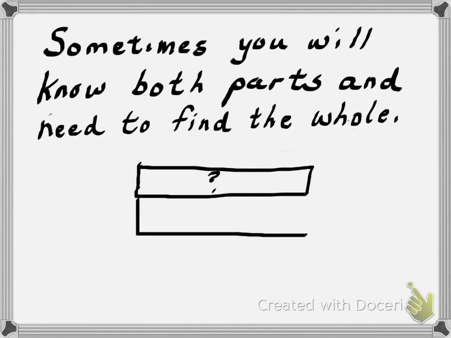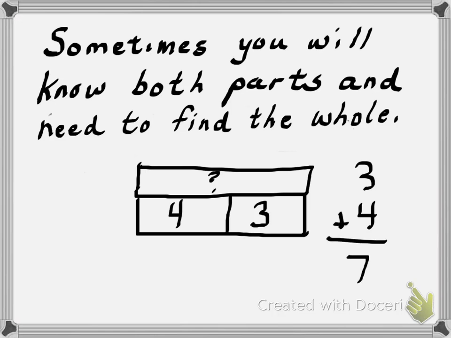The bottom bar, which is the same length, is going to represent the parts. Since there were 4 cheese pizzas, I'm going to make that a little larger than the 3 pepperoni pizzas. And to find out how many pizzas Mrs. Patterson made in all, I would simply add. She made 7 pizzas in all.